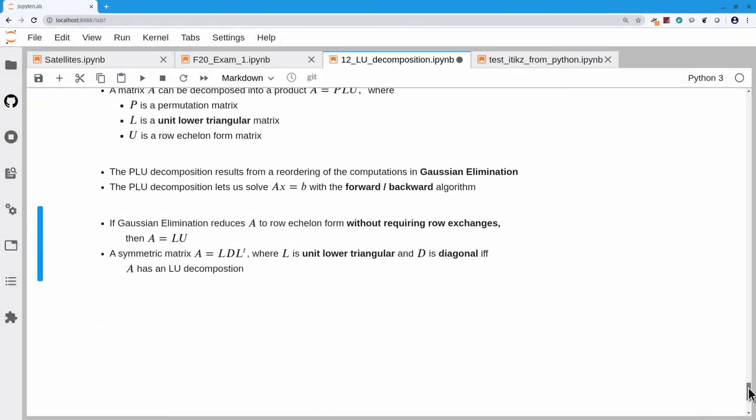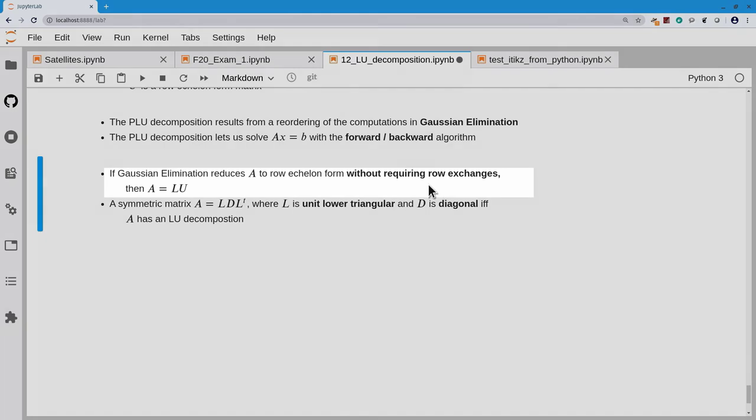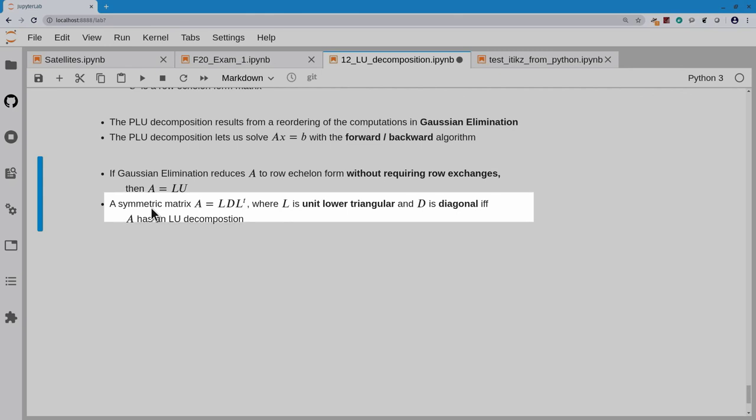Now, when we do Gaussian elimination, if we don't need to do any row exchanges, then that P matrix is simply equal to I. We get the decomposition A is equal to LU. And the one special case, when I do Gaussian elimination and I don't need row exchanges for a symmetric matrix, if I pull the pivots out of the row echelon form matrix, I end up with A is equal to L times D times L transpose.